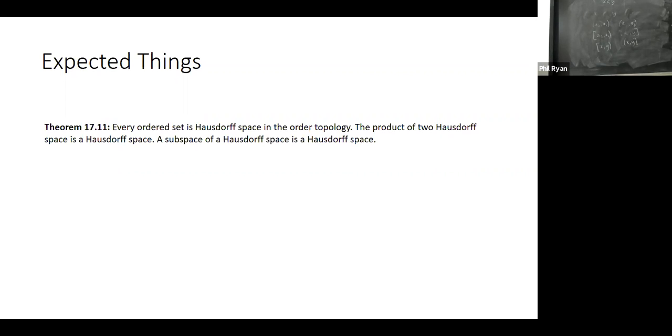So ordered sets give you nice topologies. They're Hausdorff, so that shows you that it's nice. And then products and subspaces behave as we expect. Okay, that finishes that section.